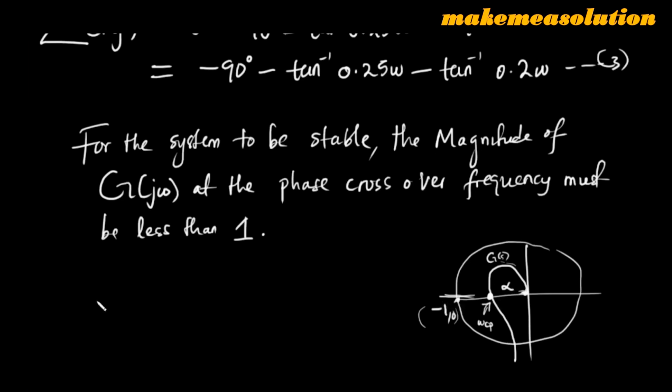That means we need to calculate alpha. So alpha in this case is simply the magnitude of our G(j omega) when omega is our phase crossover frequency. So we need to calculate the phase crossover frequency, then finally calculate the magnitude. After calculating the magnitude, we'll make it less than 1, and from there we can solve for the value of K, and that's all. So it's the process of determining our omega CP that matters here. I'm going to show you 2 ways of determining it.